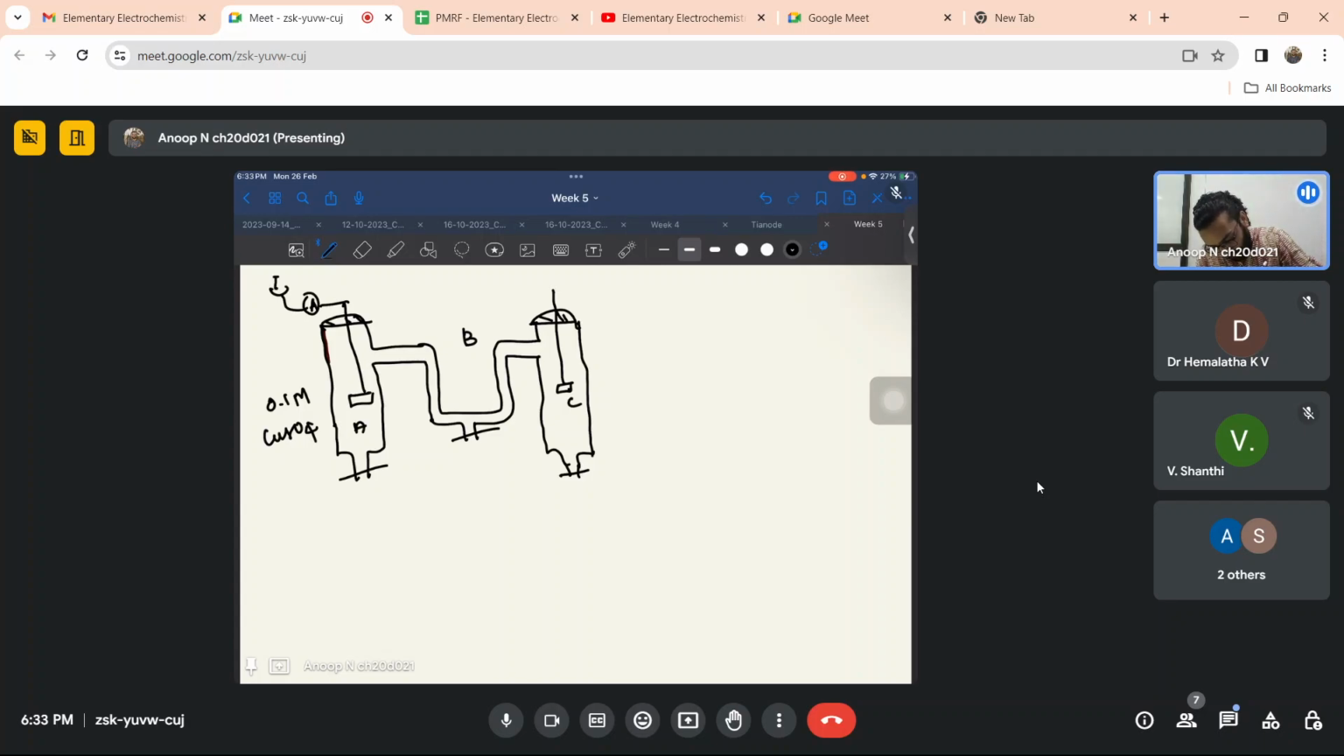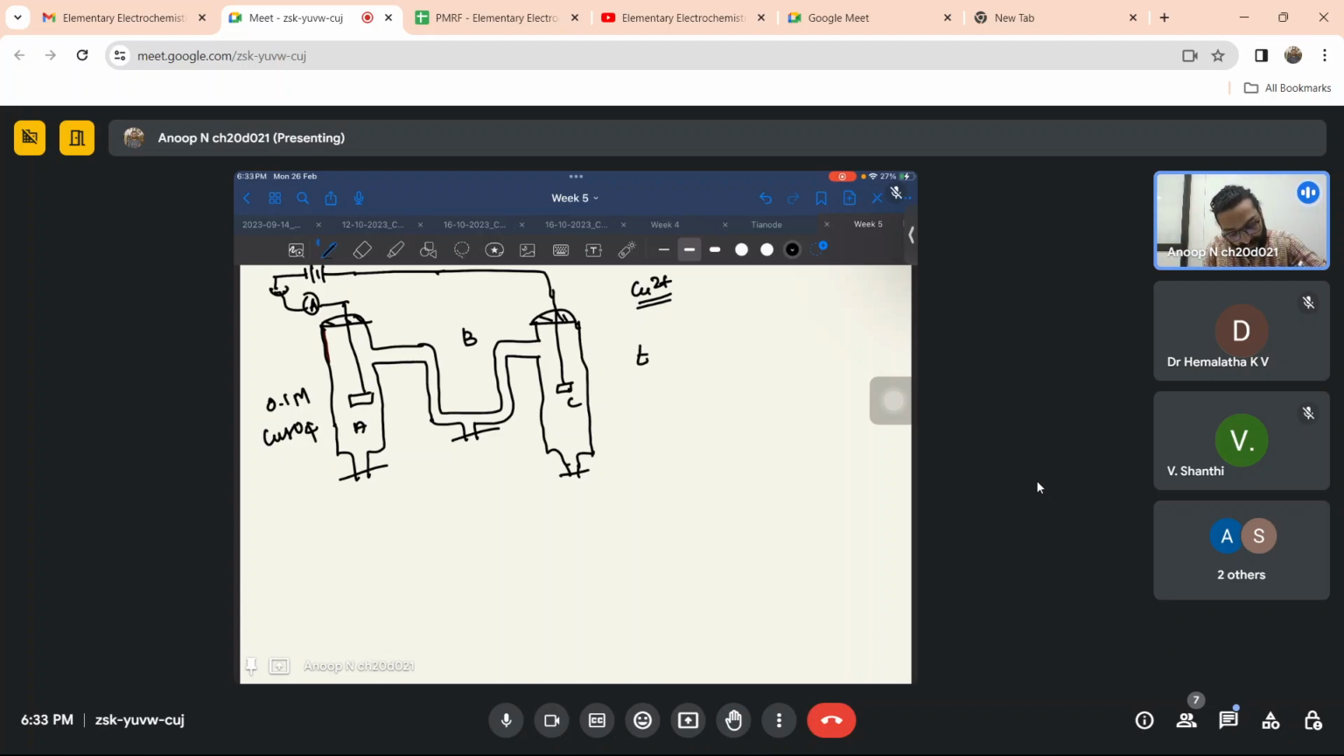Here we will connect it through an ammeter and a coulometer. Then it will go to a battery, negative and positive connected like this. So what happens? We will apply current for a short time, then take the solution out and use iodometry to find out the copper 2 plus present. From the initial and final weight, and using the coulometer, we will calculate the total charge. Using that, we can calculate the transport number.